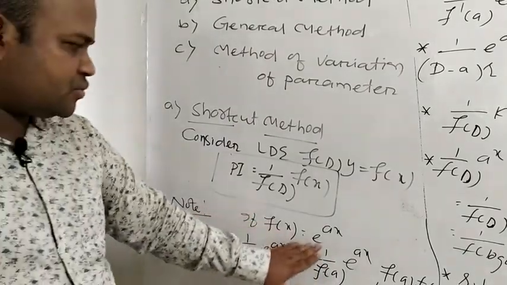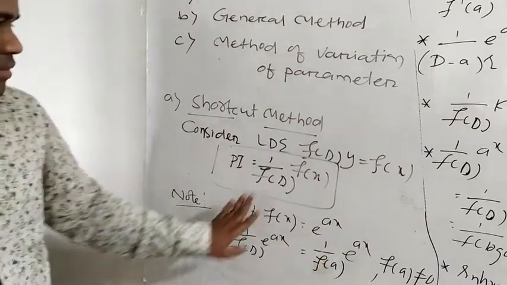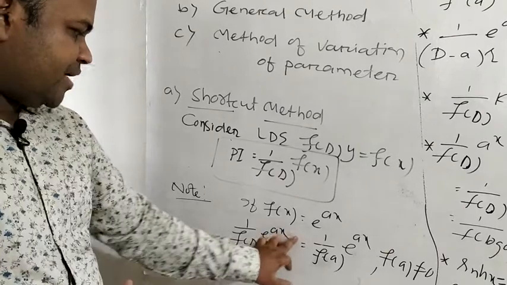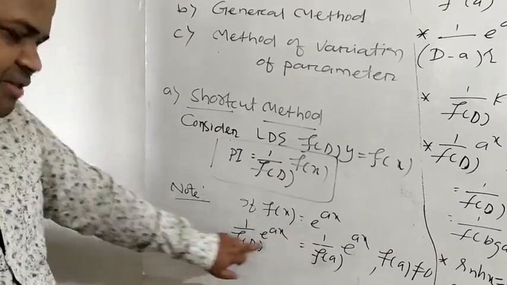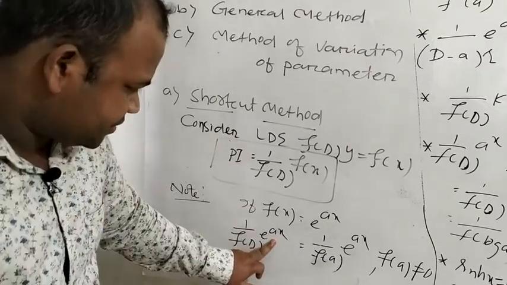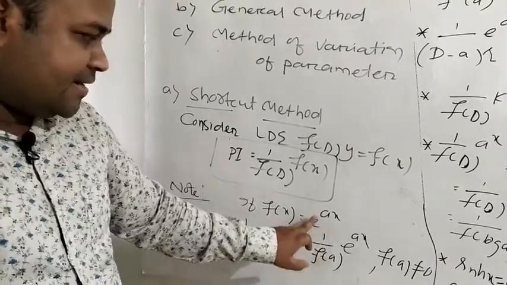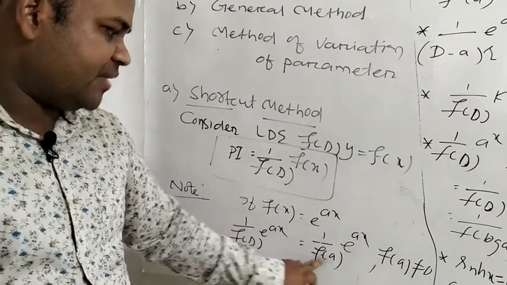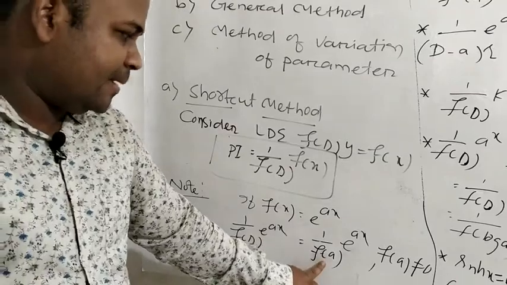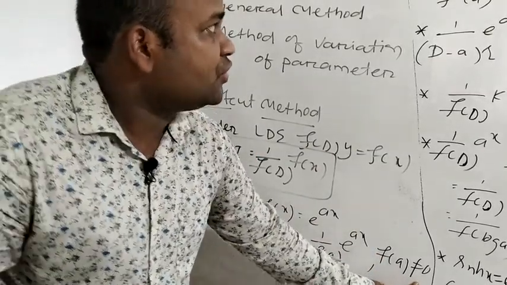If f of x equals e raised to ax, an exponential function, then how will 1 upon f of D change? So 1 upon f of D e raised to ax, this is our particular integral, and this is type first. Based upon e raised to ax, you define type first. Here D will be replaced by a. So if it is e raised to 2x, this is 1 upon f of 2. Wherever D is there, you replace it by a. But the condition is that f of a should not equal 0.